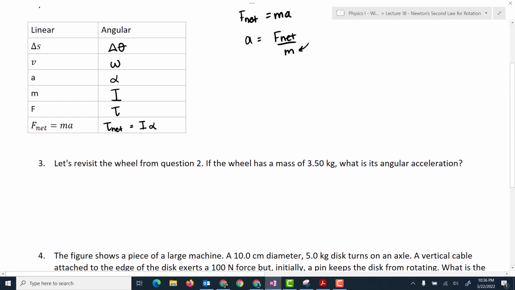Okay, so let's revisit the wheel from question 2. If the wheel has a mass of 3.5 kilograms, what is its angular acceleration? So what is the alpha? If we're trying to figure out what the angular acceleration is, we need to know how to use this formula here. If I were to write it out, net torque is equal to I times alpha. Since we're looking for the alpha, we would need to know the net torque and the I. The net torque, we found it in question 2. So I'll just go back.